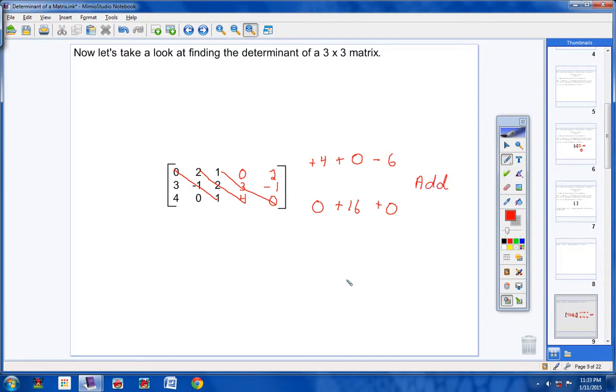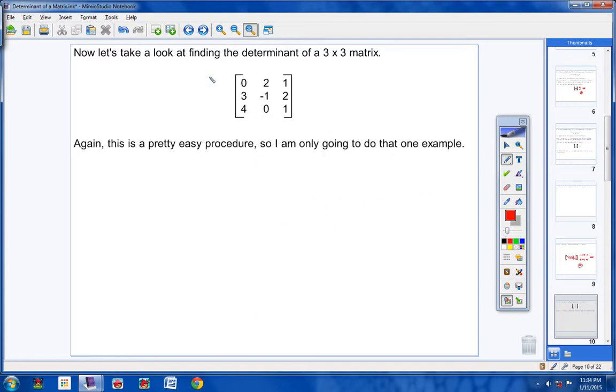You add them together, okay? So you would get 14 for your determinant, 14, okay? 4 plus 0 minus 6 plus 0 plus 16 plus 0 is 14, okay? Now, please understand, this is a pretty easy procedure, so I'm only going to do that one example. Please practice this tonight in your homework, okay? All right, let's continue on.